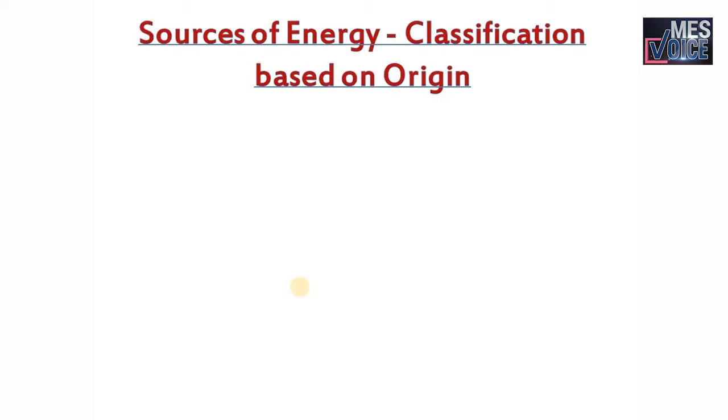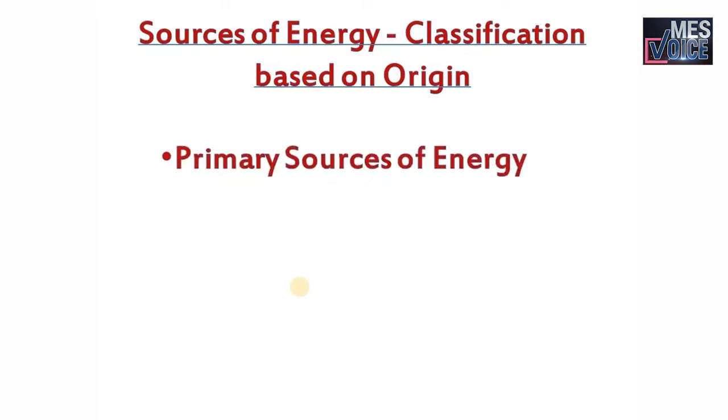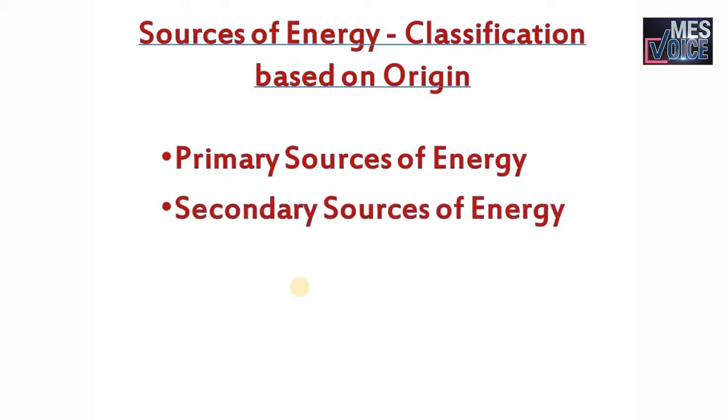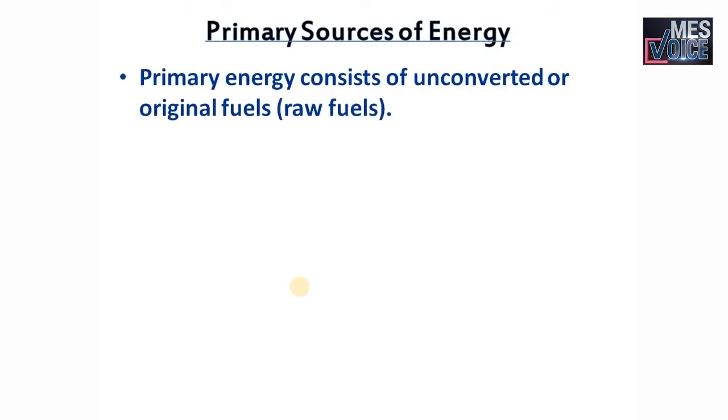And finally, you have this classification. This is yet another classification of energy on the basis of origin, or you can say the basis of production. The first one is called the primary source of energy, and the second is the secondary source of energy. We look first into primary. What is meant by a primary source of energy? Any source of energy which you get directly from nature is called a primary source of energy.